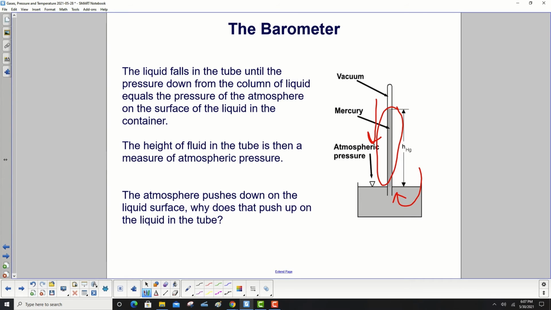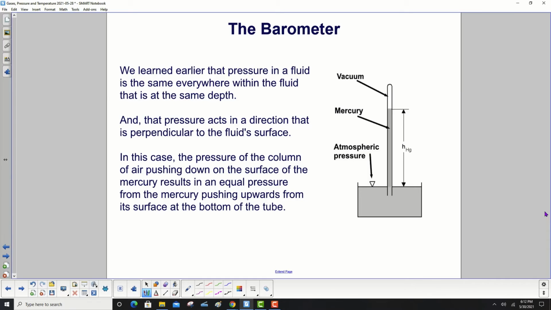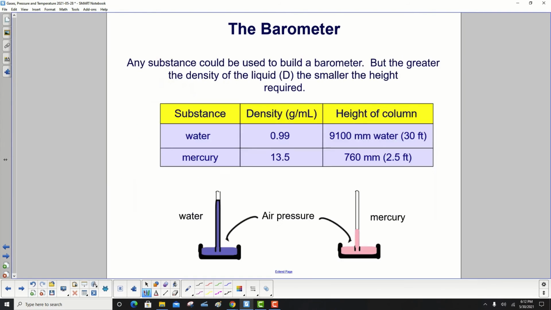The atmosphere pushes down on the liquid surface. So why does that push up on the liquid in the tube? We learned earlier that pressure in a fluid is the same everywhere within the fluid that is at the same depth. That's key right there. And that pressure acts in a direction that is perpendicular to the fluid surface. In this case, the pressure of the column of air pressing down on the surface of mercury results in an equal pressure from the mercury pushing up from the surface to the bottom of the tube.